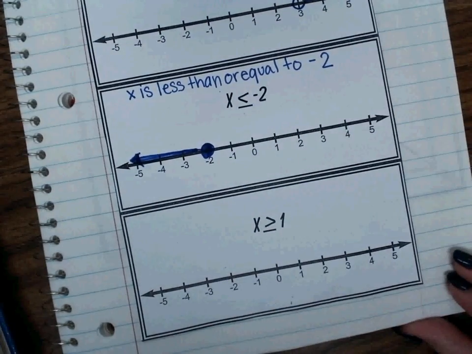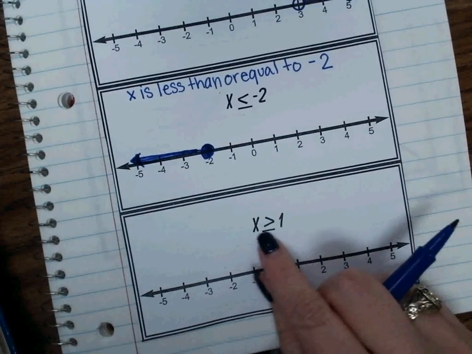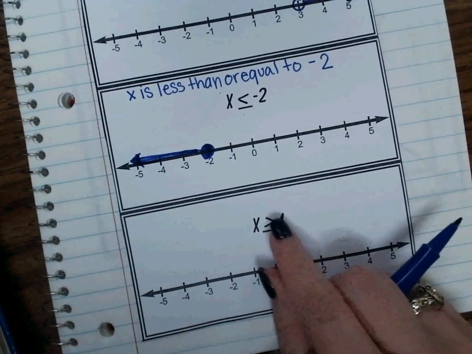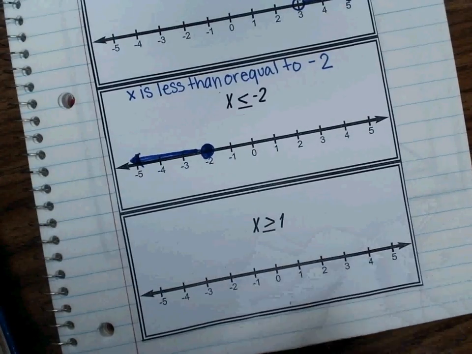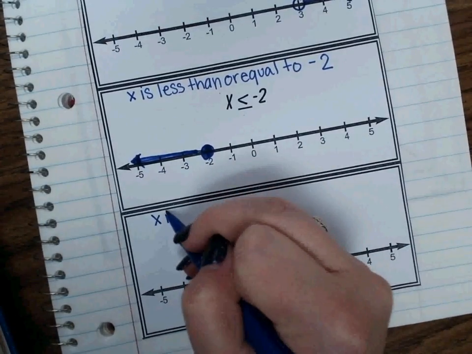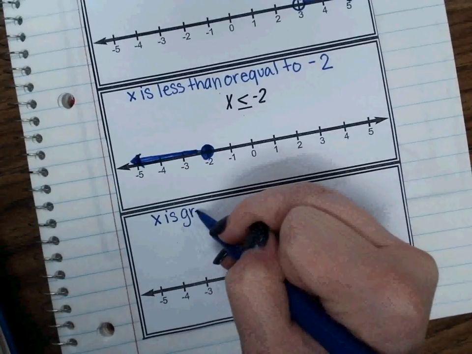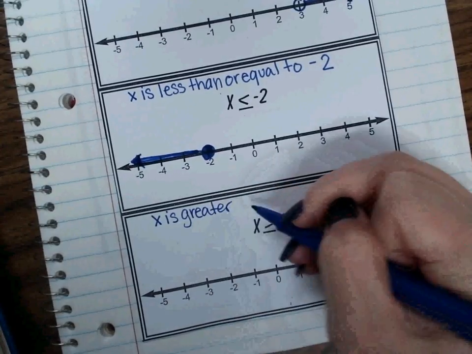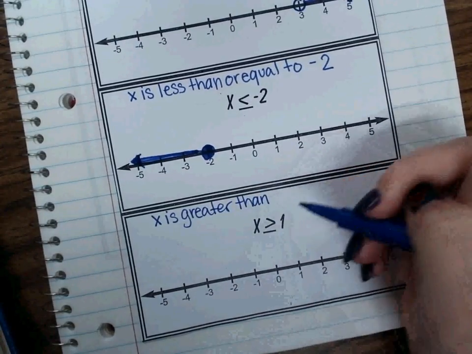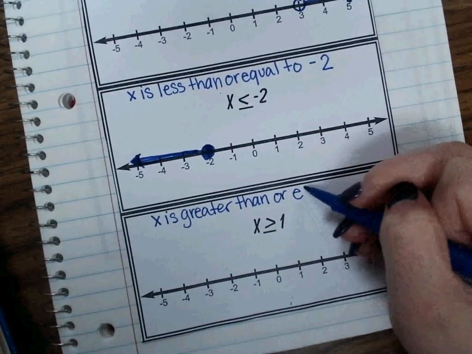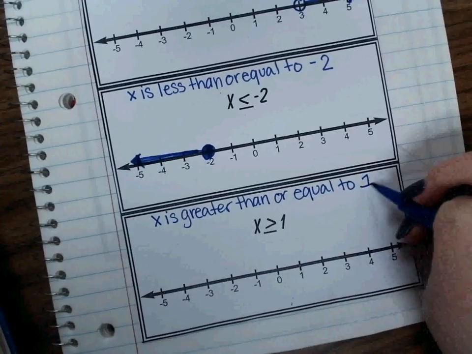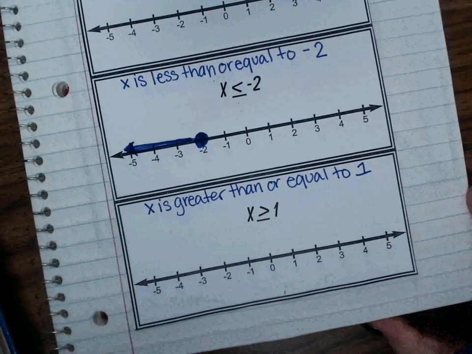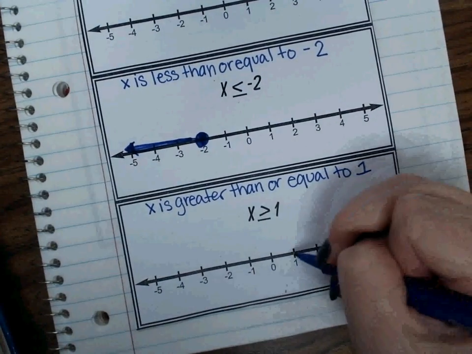Hopefully we're seeing now that this line means equal to, and our inequality sign is showing a greater than. So this is x is greater than or equal to 1. Okay, since it's at 1, I'm going to put it on 1.